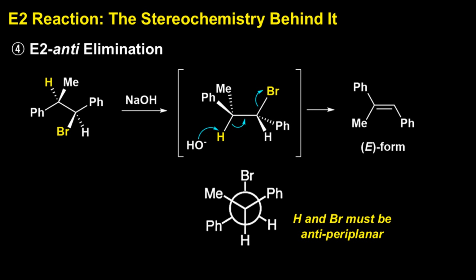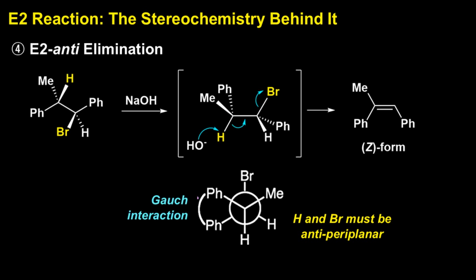If the molecule isn't already in that conformation, it has to rotate into position first. Once everything's lined up, the base grabs the beta hydrogen. At the same time, electrons from the C-H bond move in to form the double bond, and Br leaves. The result is an alkene with an E configuration, where the higher priority groups on each carbon of the double bond end up on opposite sides. And that E configuration? It's not a coincidence. It comes directly from the anti-periplanar geometry during elimination.